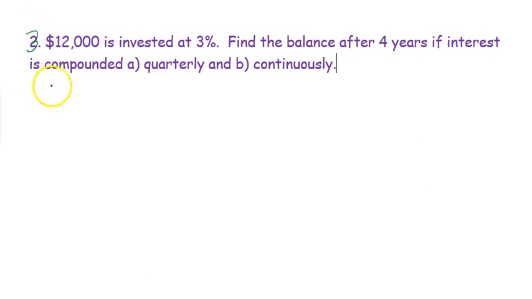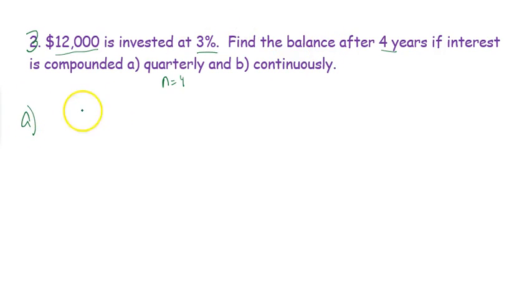Okay, so this is supposed to be our third example. We have $12,000 and we're investing it at 3%. So this would be our P and our R once we change it to a decimal. We want to find the balance after 4 years if interest is compounded A, quarterly and B, continuously. So we really have two problems here. The quarterly means 4 times a year, so our N is 4. The continuously means we have to use a totally different formula. We have to use the continuous compounding formula, or the PERT formula.